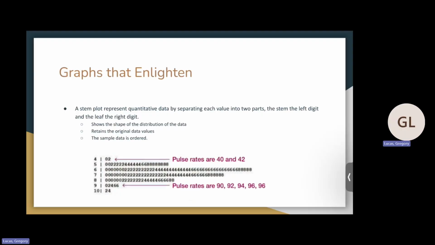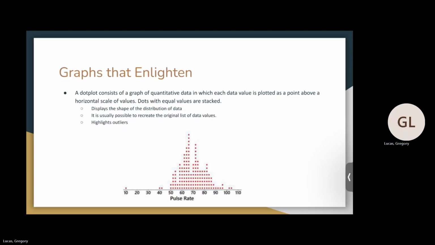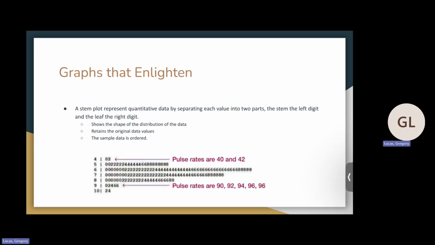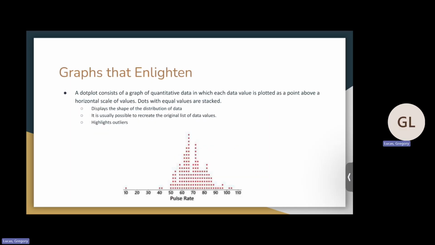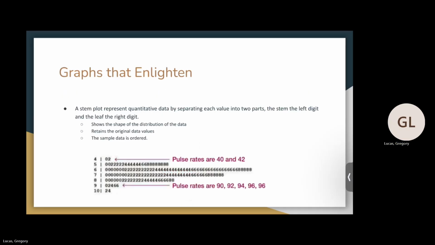These first two are very similar, about the same, for seeing the distribution of the data. The only thing that's slightly better with this stem plot is we can see those exact values. I'd have to estimate a little bit with the dot plot. Let's move on.